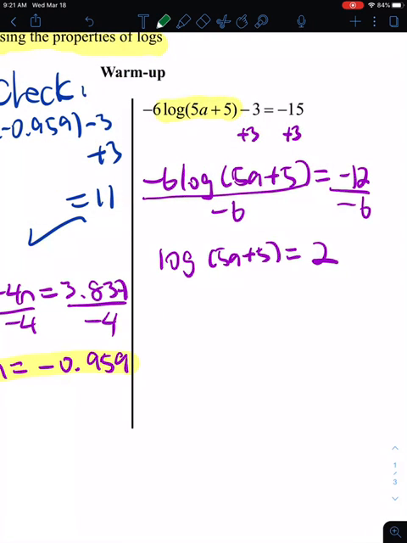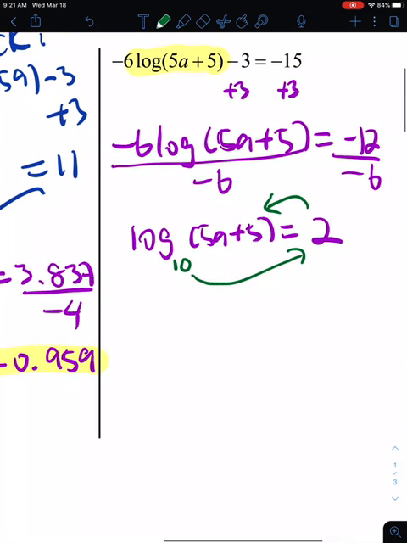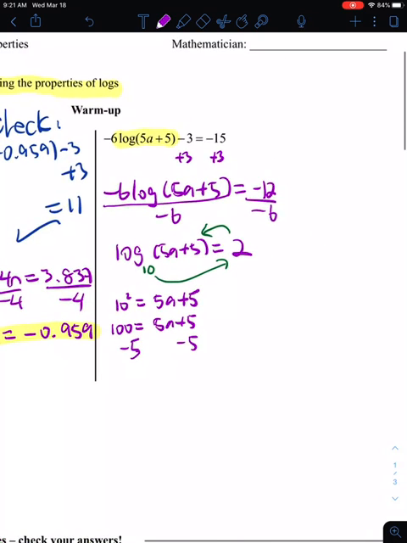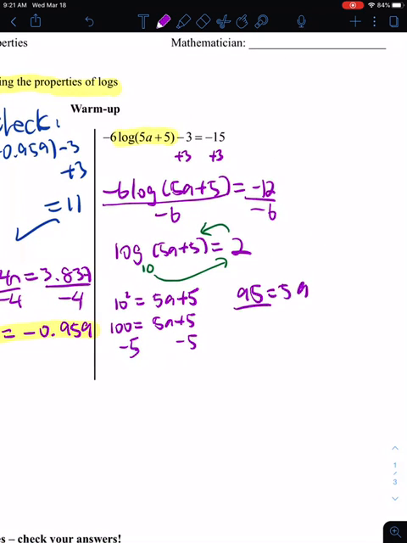Once we get to this step, I think a couple of you were asking me about this via email. This is where you want to rewrite this in log form. We know this is base 10 because there's nothing written there, so that's implied. If we do it this way, we end up with 10 squared is equal to 5a plus 5. And now this is something that we know how to solve. We get 100 here, and subtract 5 on both sides. I get 95 equals 5a, divided by 5. Looks like I get a equals 19 as my final answer.